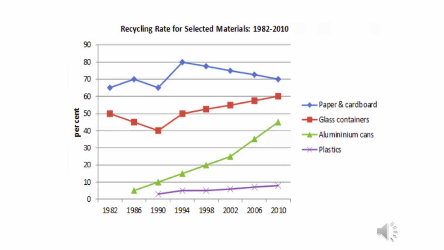Plastics, however, had the least growth, starting and ending at around 5% and 10% respectively, showing minimal improvement. This data highlights the varied success in recycling efforts across different materials, with significant gains in most except for plastics, which lag behind in recycling rates. The graph emphasizes the ongoing challenges and progress in recycling practices over nearly 3 decades.